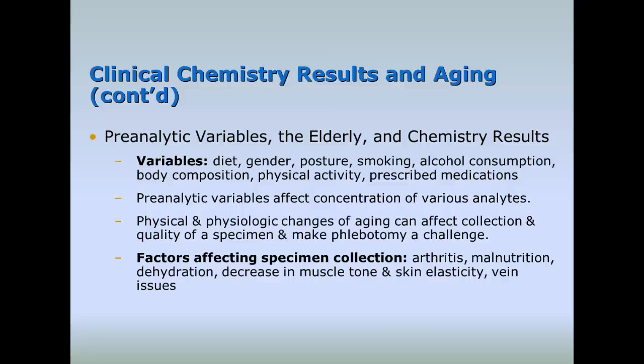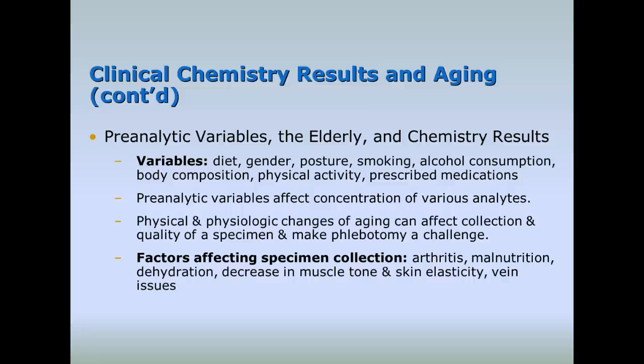Smoking can affect your ammonia results. Drinking alcohol, having a body composition that varies from one person to the other, how much physical activity they're doing. The elderly tend to do a lot less, and what medications they're on. Many of them are on medications that could affect a lot of these test results. Think about some of these.